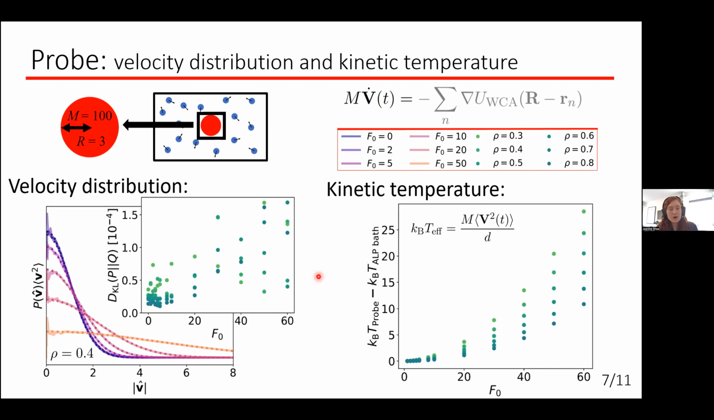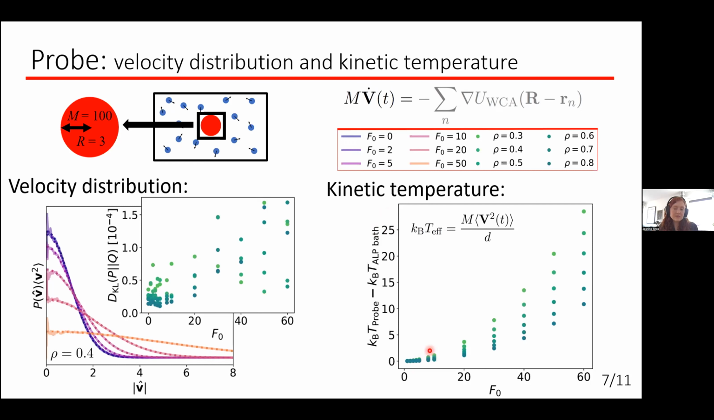The probe does, however, exhibit an enhanced kinetic temperature, just as the active bath particle, which you can see in this graph here. We determine the kinetic temperature by just taking a look at the mean squared velocity here. And then what you see in this graph is the difference in the kinetic temperature of the probe and the kinetic temperature of the active Langevin particle bath.